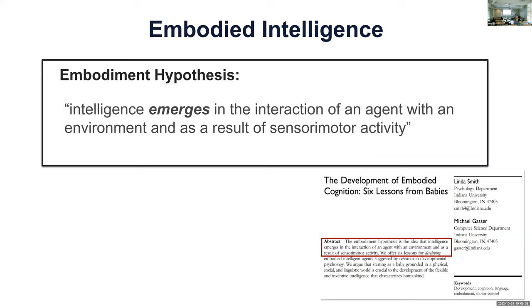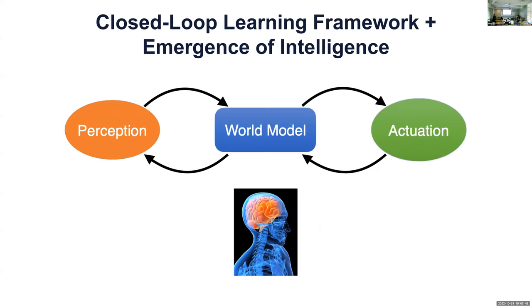In psychology, there is the embodied intelligence hypothesis: intelligence emerges in the interaction of an agent with an environment, as a result of sensory motor activity. In my view, embodied AI means building a closed loop learning framework and pushing the emergence of intelligence in it. This topic is about how to do perception, how to build the world model, and how to act based upon the perception and the world model. Then you interact and change the state of the world, get knowledge, and even update your perception system.